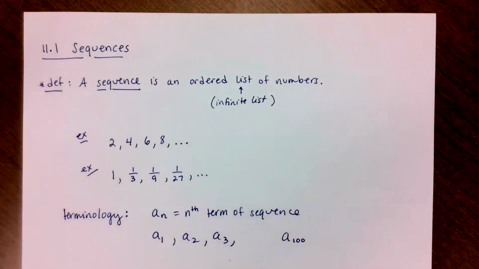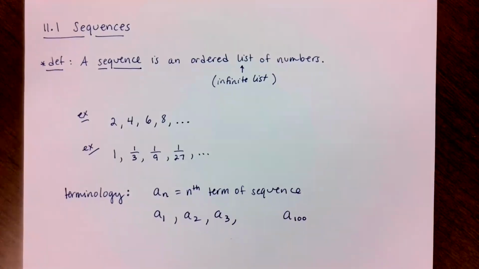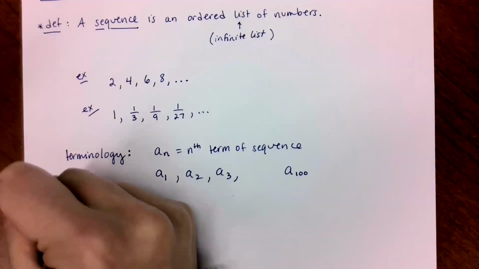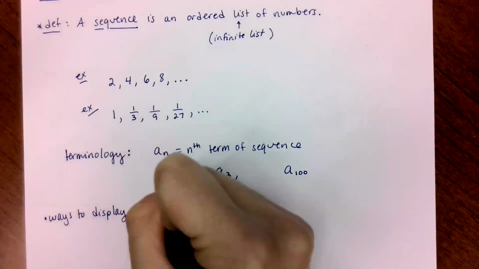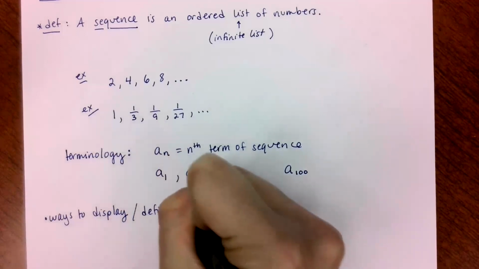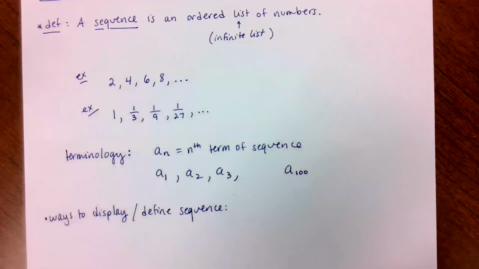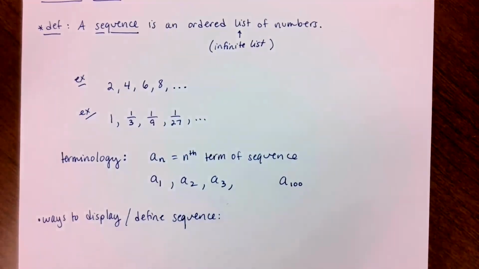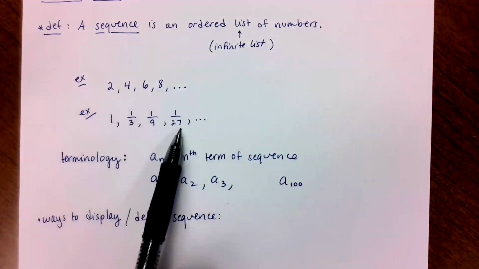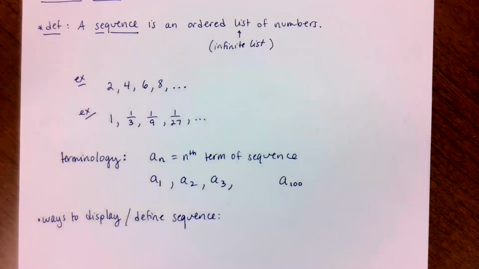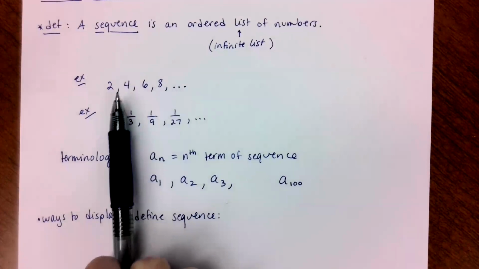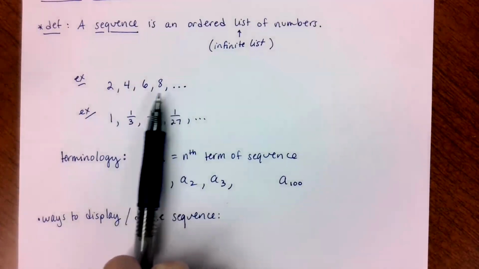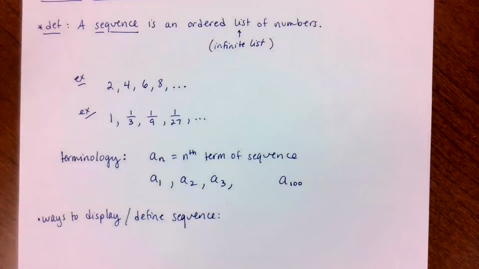Now, there are a couple different ways to display and kind of get across what your sequence is. So we'll call this ways to display or define your sequence. And the first way is the way that we already see on the screen here, which is just a list of numbers. Remember that when we say an ordered list of numbers in this definition, that means that the order they're listed in is relevant. So if you took these same even numbers, but started listing them in some other order, like 2 and then 6 and then 8 and then 4, that's actually a completely different sequence than the one we're seeing.